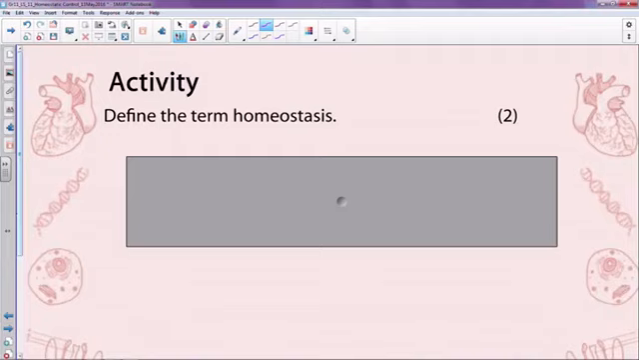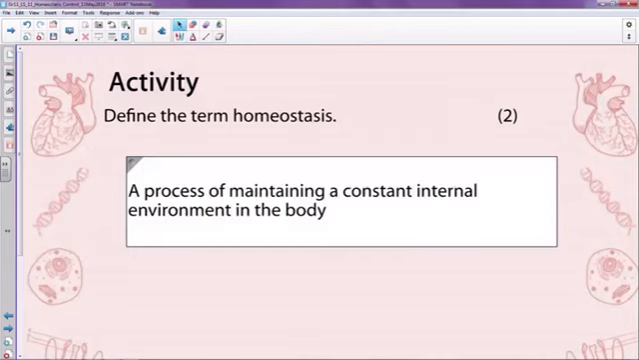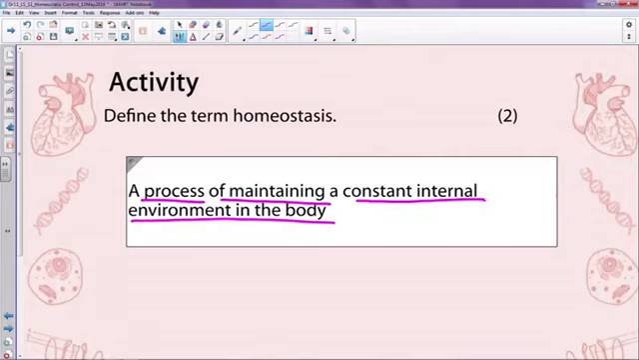So let's define the term homeostasis. And I know I did this at the start, so I think it's very important for us to remember this. It's important. Learn it for grade 11, remember it in grade 12. It's a process, guys. It's a physiological process of maintaining a constant internal environment in the body. So the body constantly carries out homeostasis, and that is to maintain an internal environment that is stable. Let's move on to the next question.